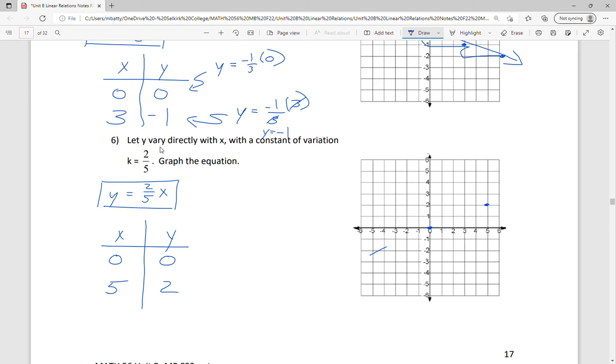That allows me to draw this equation of the line and double check this concept that that constant of variation is the slope of my line. It is the rate of change. It tells me I've got a rise of 2 and a run of 5 between all of the points on my line.